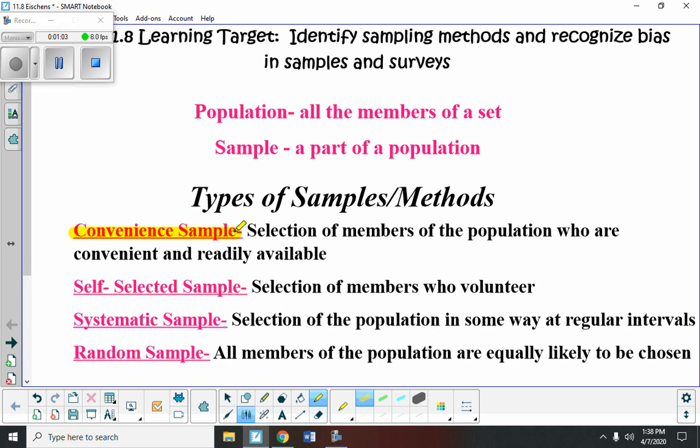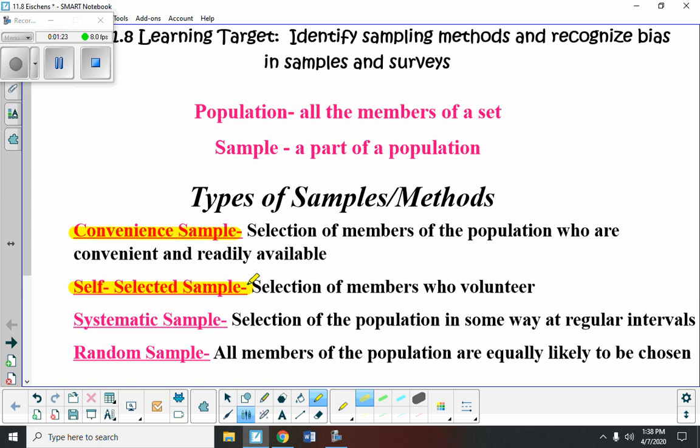A self-selected sample is a selection of members who volunteer. So that might happen if I send out a link to the student body. I would get my sample back from the people who volunteered, or like if there is a poll in the newspaper, so people can volunteer to do that poll.